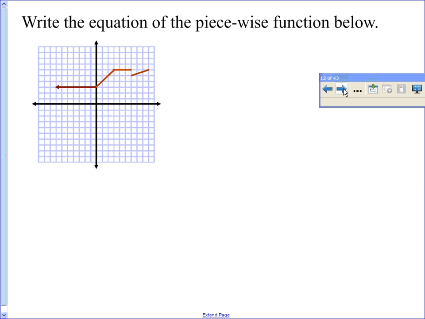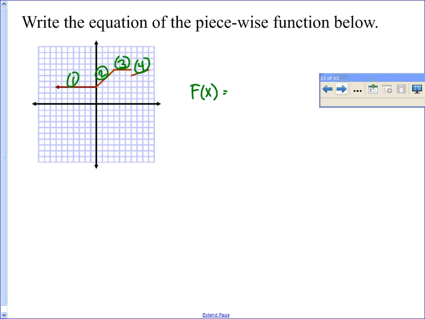Now we're going to try to write an equation of a piecewise function. It looks like it has 1, 2, 3, 4 equations here to be dealt with. So I would start by numbering them and go ahead and get set up. It doesn't matter what you call it. Let's say it's f of x.